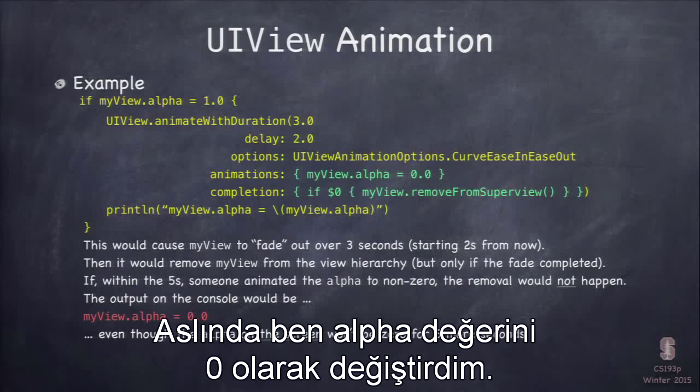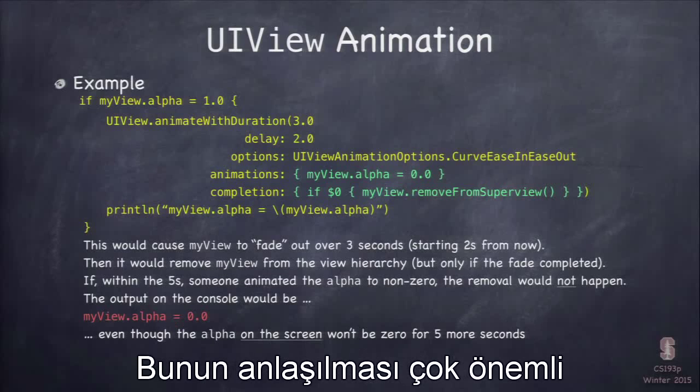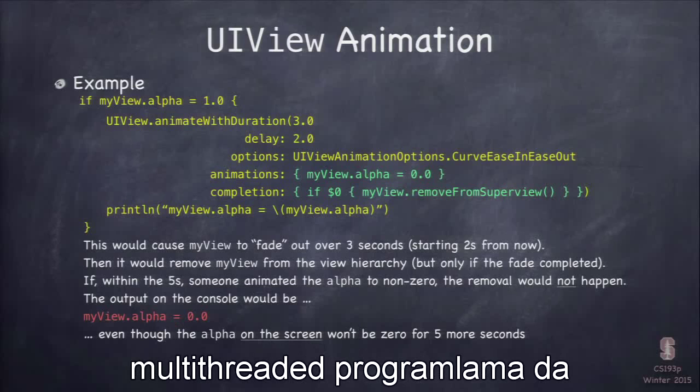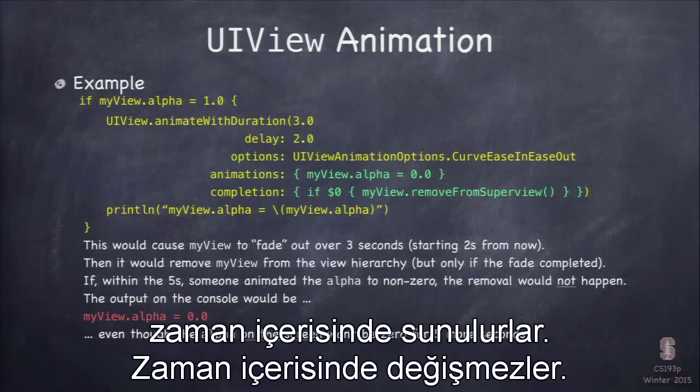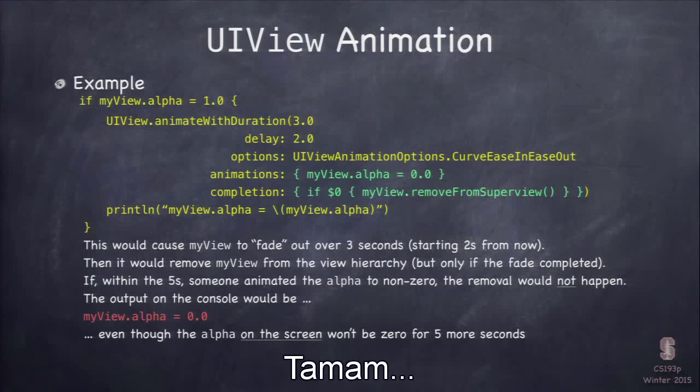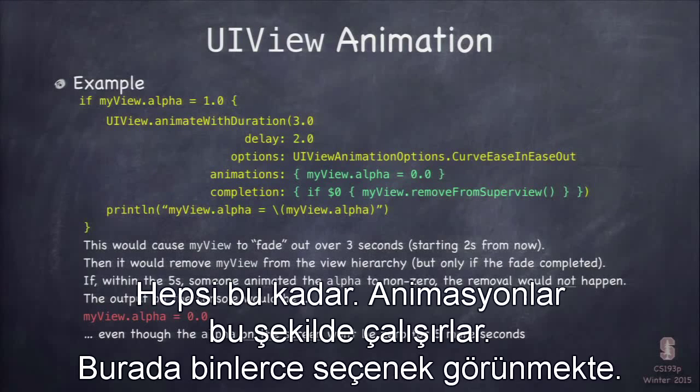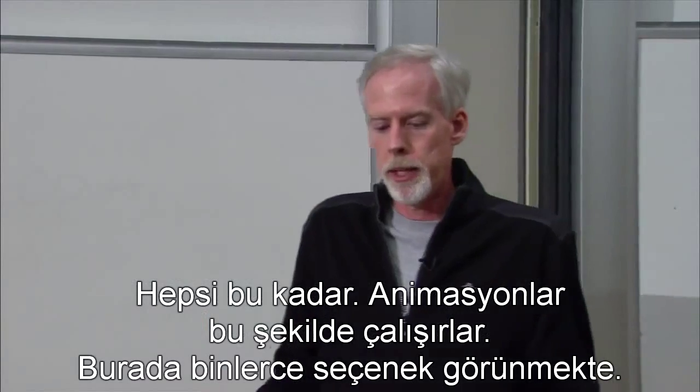It's very important to understand, and it'll take some wrapping your head around until you really work with it. It's a little bit like multi-threaded programming to understand. But really, all animation is presenting it to the user over time. It's not changing it over time. All right, so that's it. So that's how view animation works.